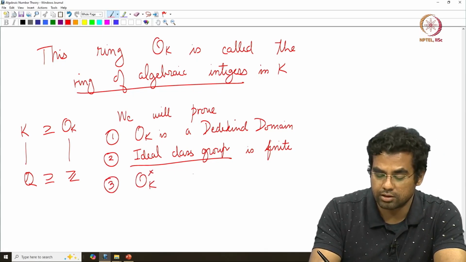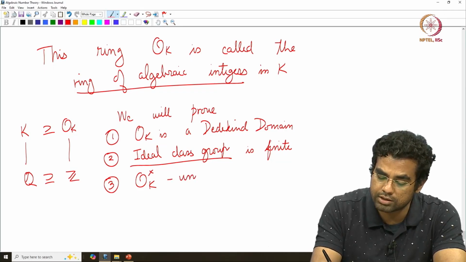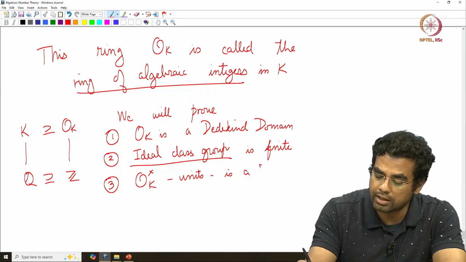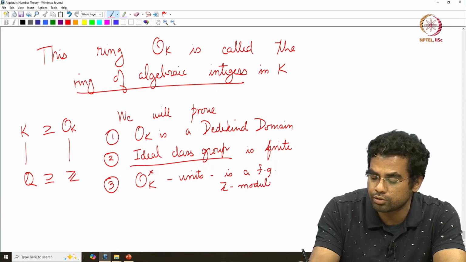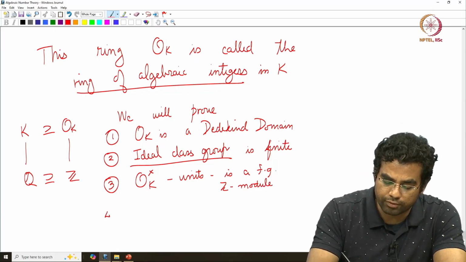O_K cross, the group of units in O_K, we will prove that this is a finitely generated Z-module. This is called Dirichlet's unit theorem. So, we will prove this, and then we will do a bunch of computations.